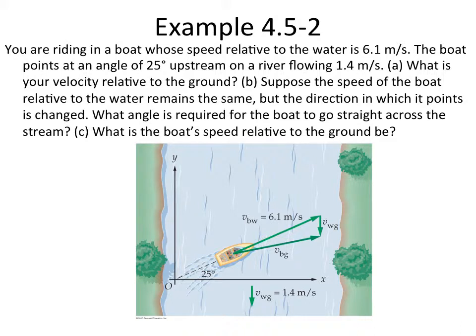And so the velocity of our boat with respect to the water is going to be 6.1 meters per second. But it's also pointed at a certain angle. At what angle is that? That's 25 degrees upstream. Well, if that's upstream right there, and we have our x and y axis, why don't we just call upstream north, and we can say it's 25 degrees north of east. That's that direction right there.